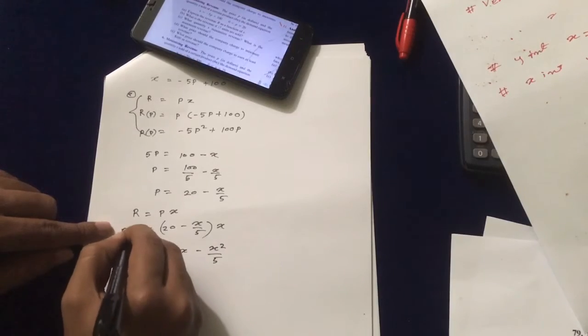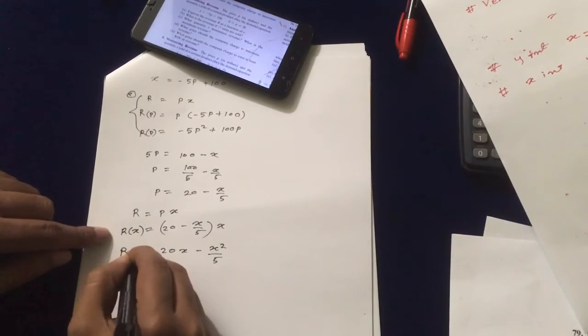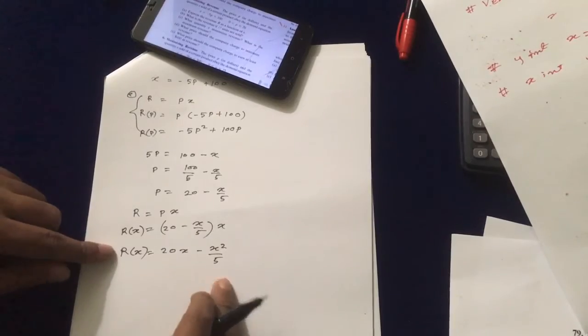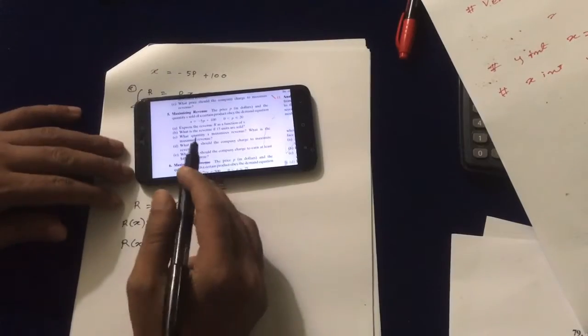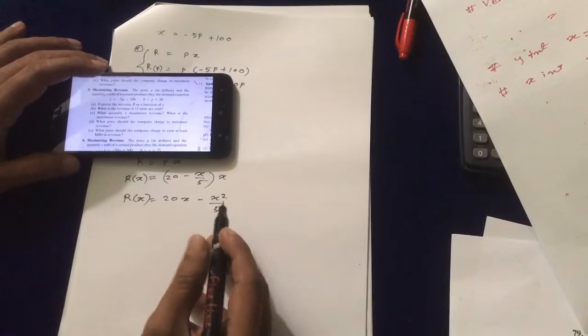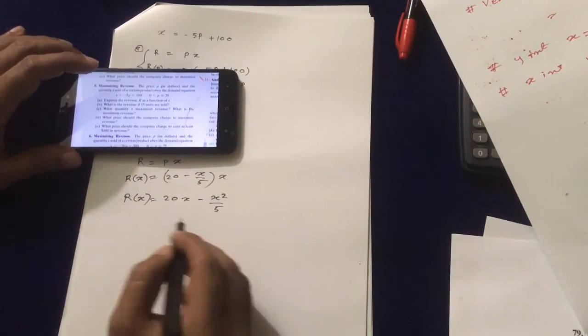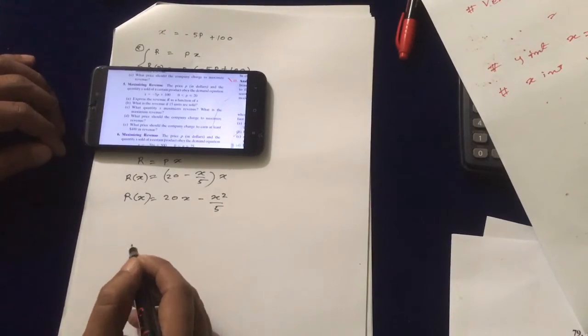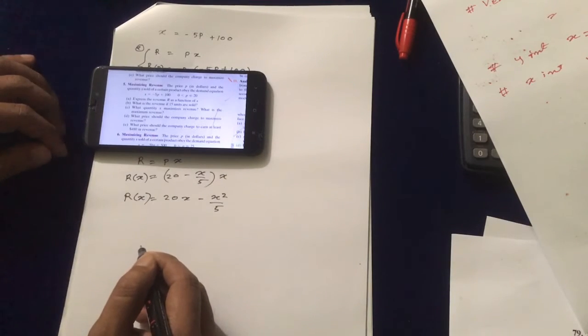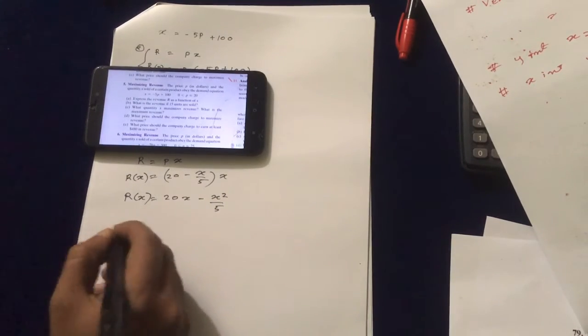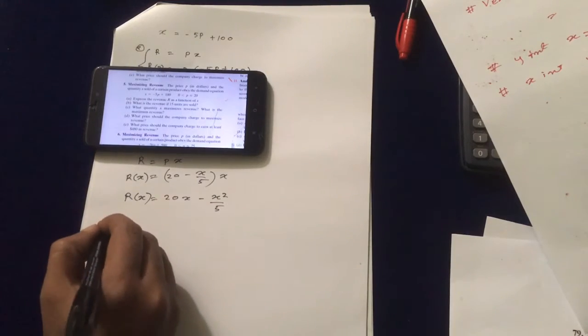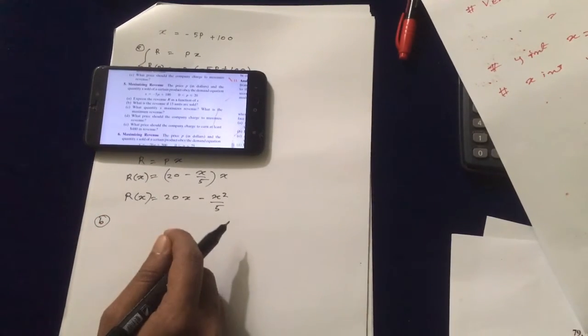This is in terms of X. So this is the function they are asking for. This function is now in terms of X, and our question is also to find the function in terms of X. That's it. All right, let's look at what the revenue is if 15 units are sold. B number: what is the revenue if 15 units are sold?